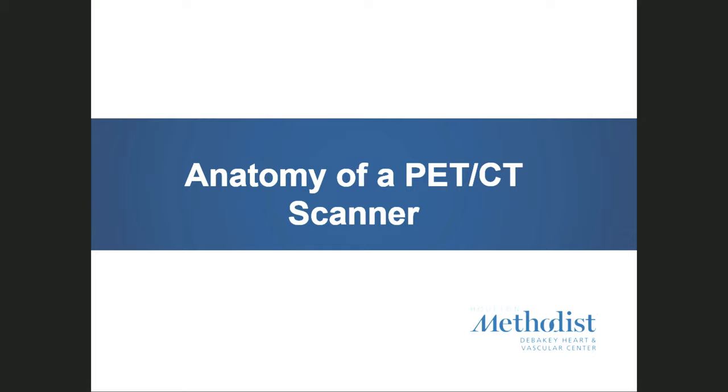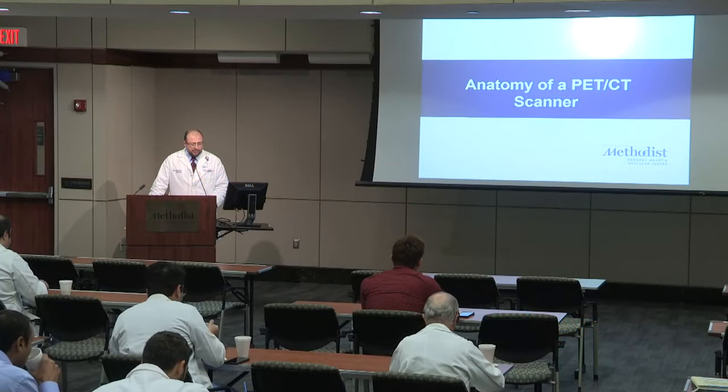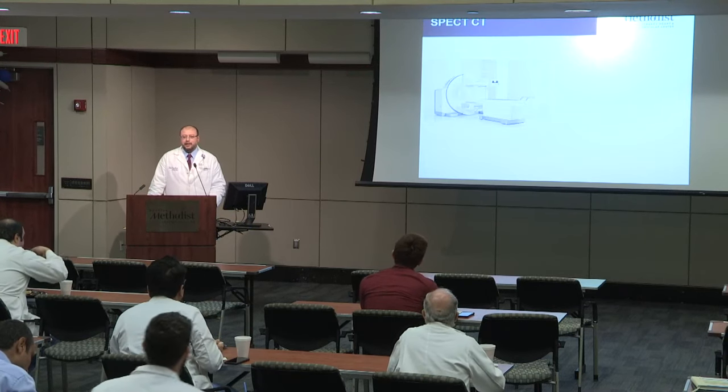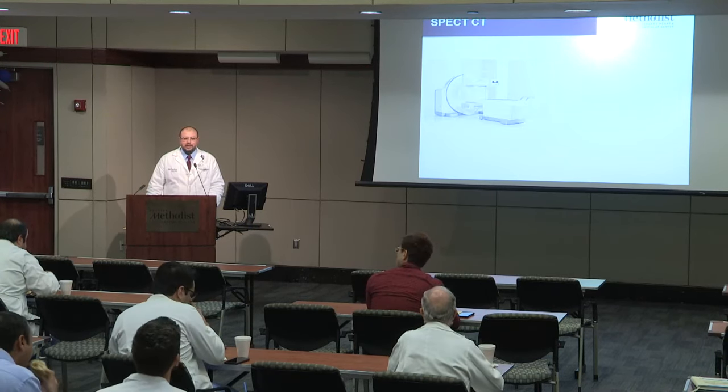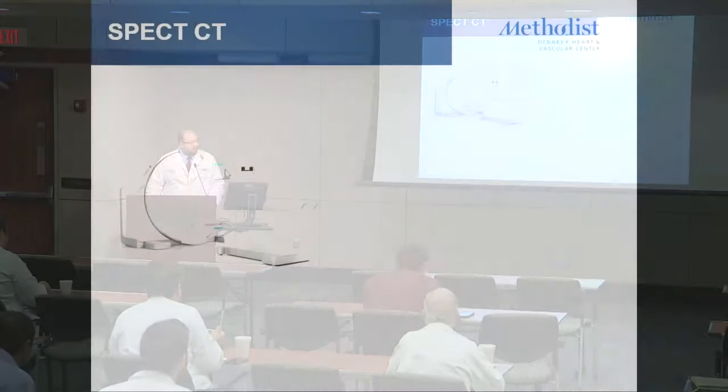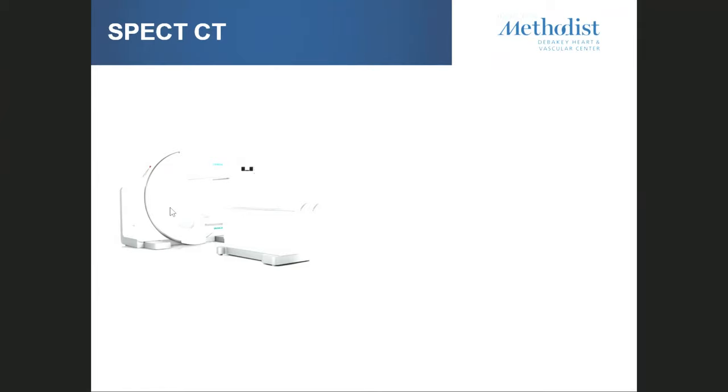I'll start with the hardware and then go to radiopharmaceuticals later. So how is the machine different from the SPECT machine? First of all, for those of you who are on Foundry 9 and go and see the machine, with SPECT, like this one machine that we have upstairs, you have the detectors in front and then the CT is on the back.